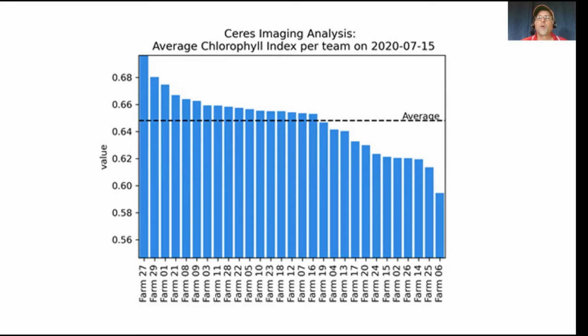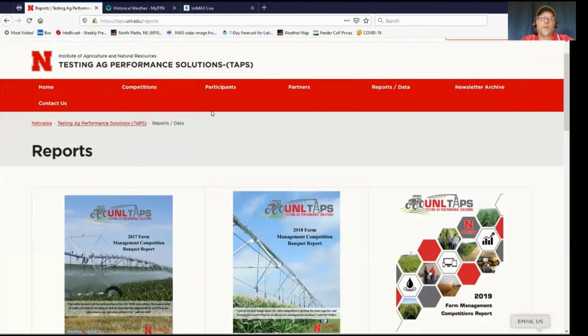Do they really need to apply that last 30 pounds of nitrogen, or are they in good shape going forward in terms of how much nitrogen is in the plant? So that's another way to use these imagery products, to indicate when we might need some more nitrogen.